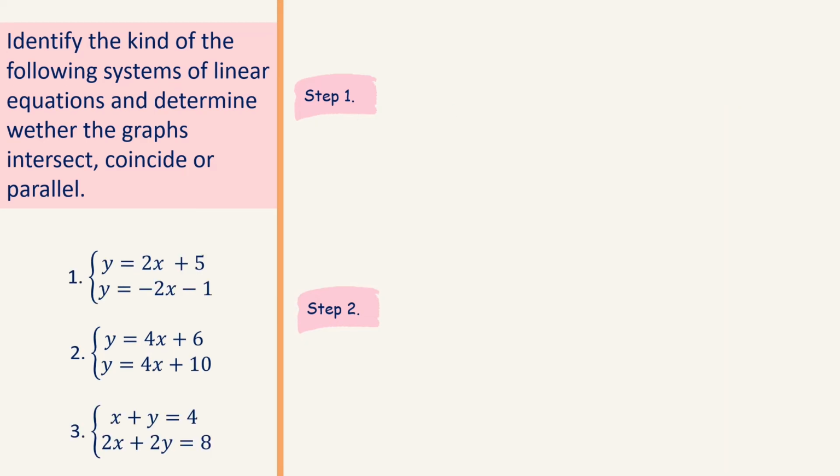For our third example, we have the system of equations x plus y equals 4 and 2x plus 2y equals 8. Observe that both equations are written in standard form. That means we have to rewrite or transform each equation into slope-intercept form.